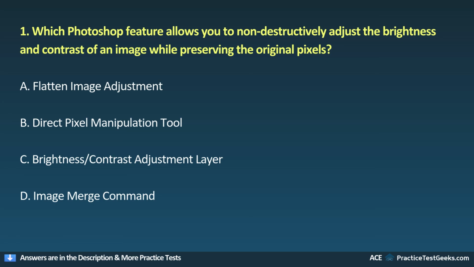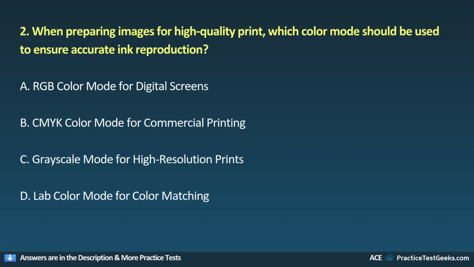1. Which Photoshop feature allows you to non-destructively adjust the brightness and contrast of an image while preserving the original pixels? A. Flatten image adjustment. B. Direct pixel manipulation tool. C. Brightness contrast adjustment layer. D. Image merge command.